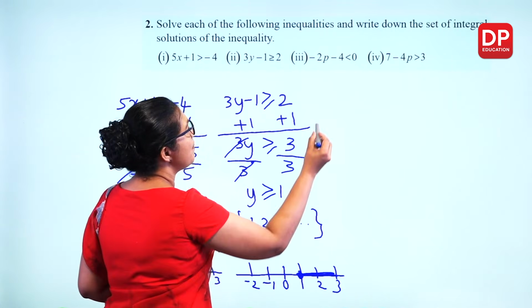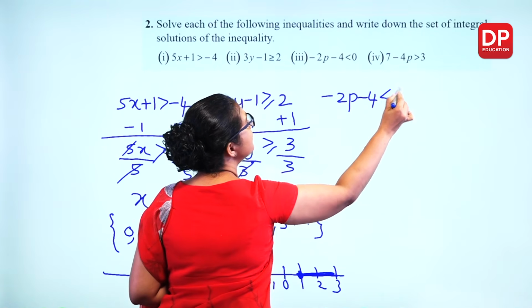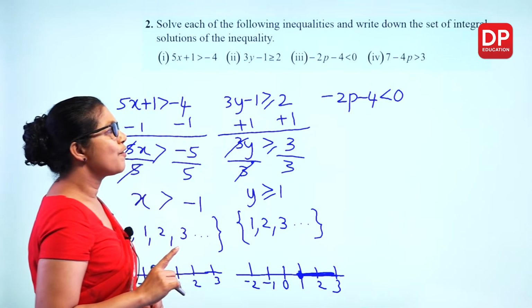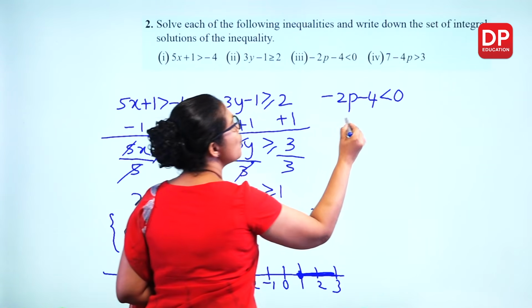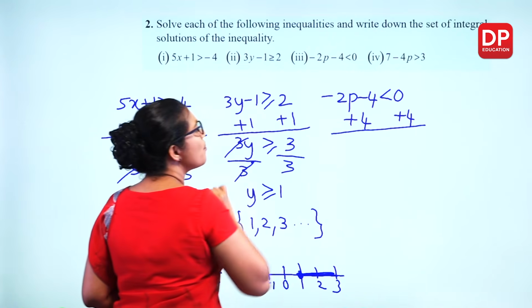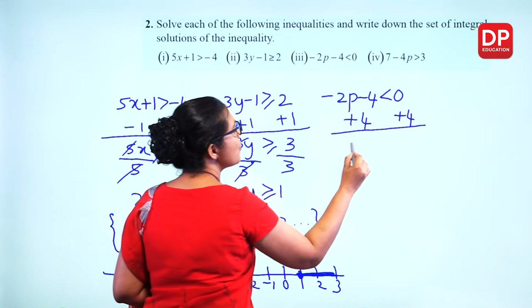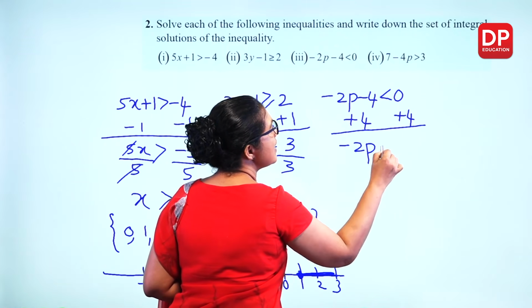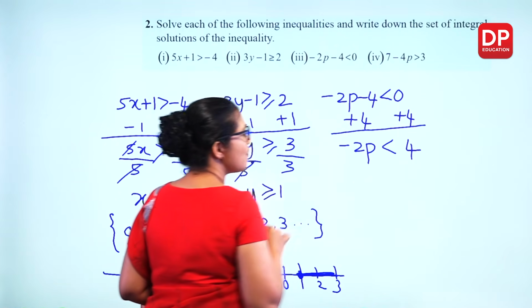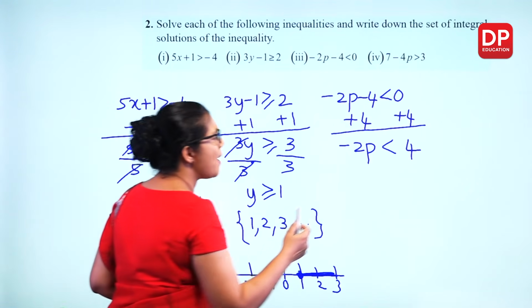What about the third part? Take the inequality and you have to get rid of this minus 4. So we are adding 4 to both sides. So minus 4 plus 4 gets cancelled out. You get minus 2p is less than 4. Now there's a minus sign. So you have to divide by a negative.